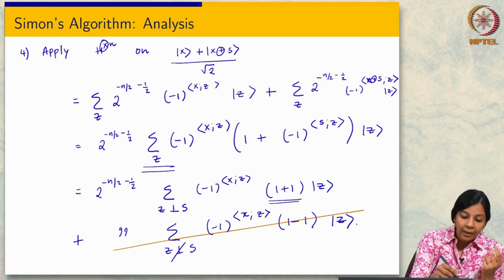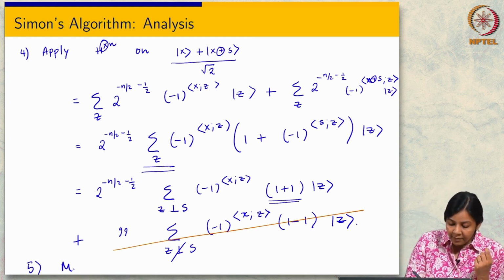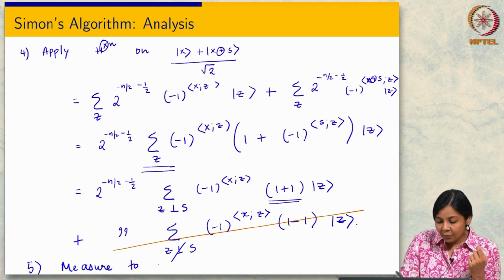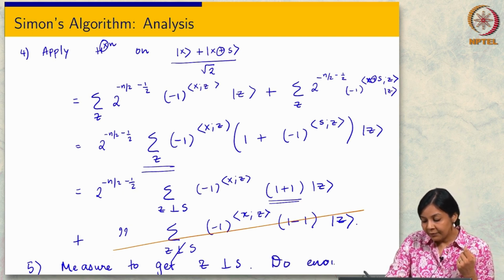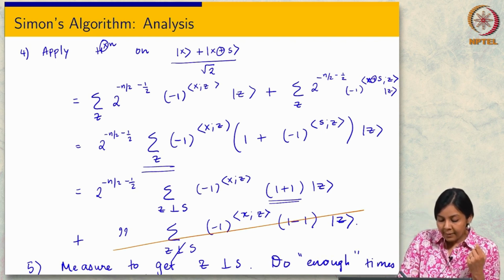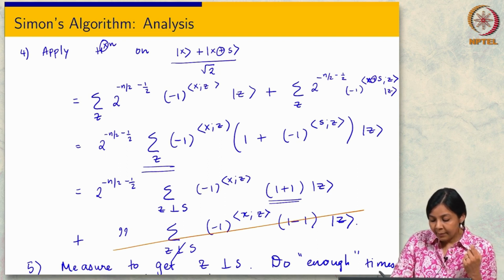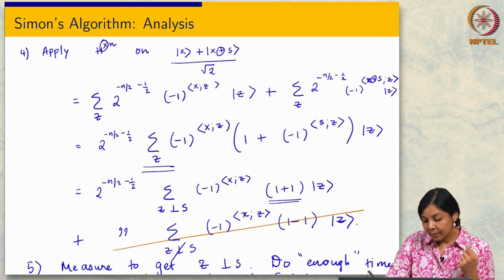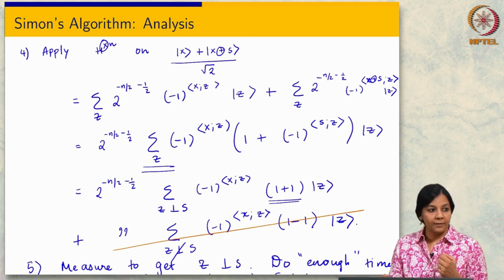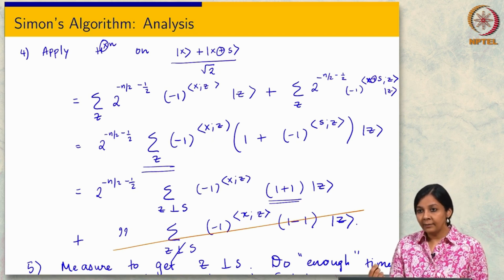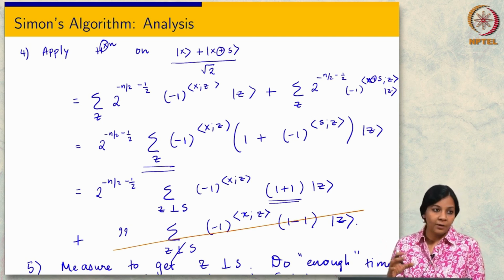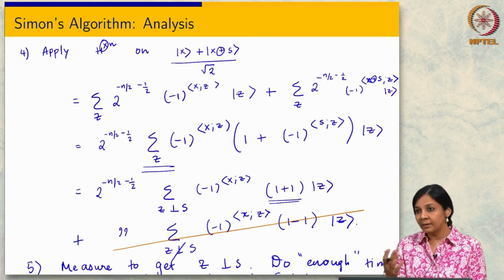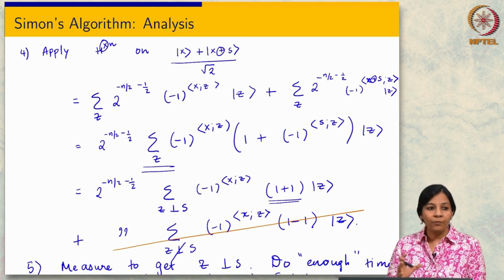So, the final step of the algorithm is, as we have already discussed, to measure to get some Z that is orthogonal to S, do this enough times, we will talk about this, to get n linearly independent Z, and this suffices to recover S. Everyone agrees? So, this is the algorithm. We have a little bit of details that we have not discussed. In particular we have not discussed how many times to repeat this.